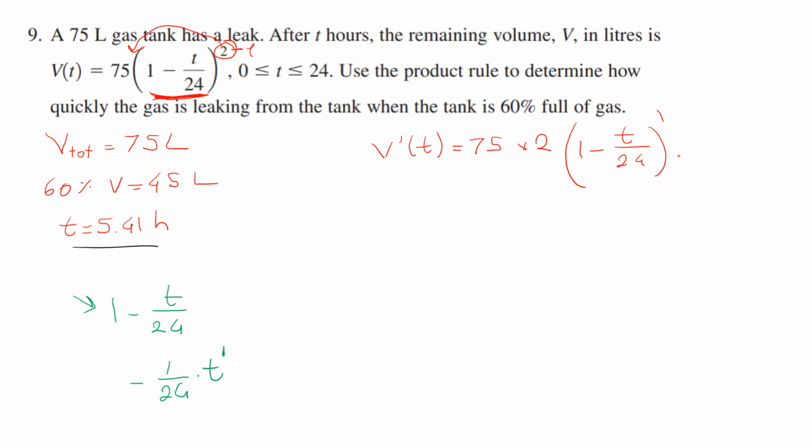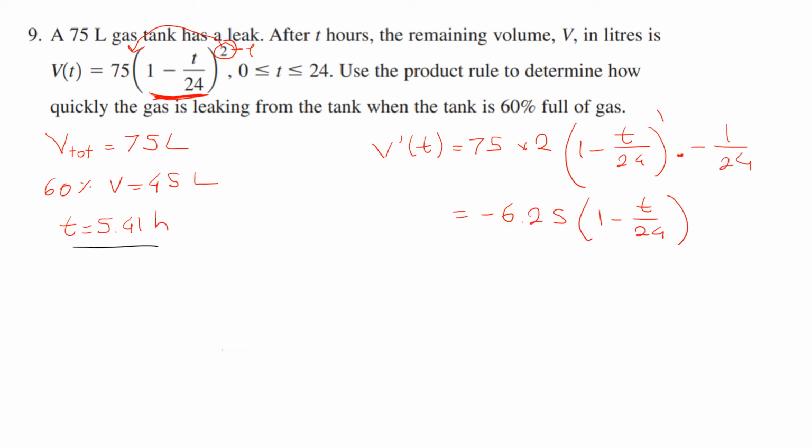So remember that we did it before. If you bring this 1 down and do minus 1 over here, it's just t to the power of 0, which is 1. So it doesn't matter. All that happens is the constant stays, and then t is just gone. You don't have to write it. So the derivative that I'm going to times it by is the value of negative 1 over 24.